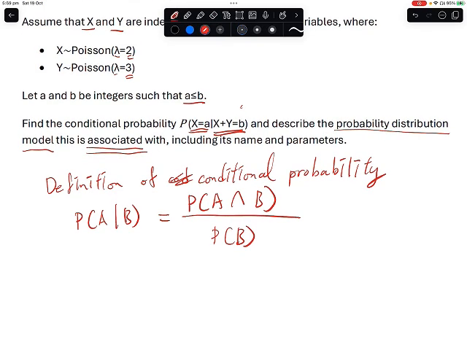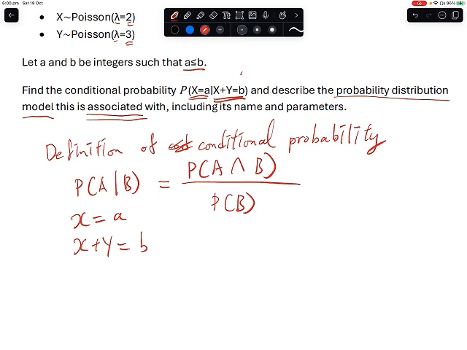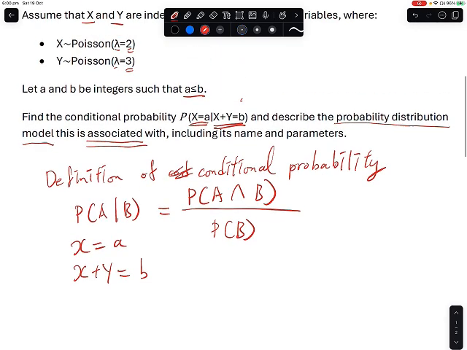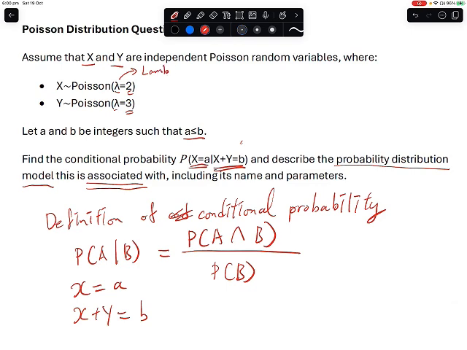Since X and Y are independent Poisson random variables, the joint probability can be calculated as the product of their individual probabilities. So we move on to the calculation. We need to write down X plus Y equals b, and then X equals a.